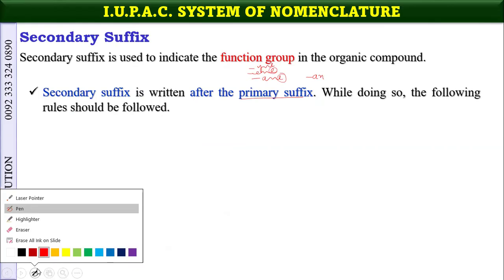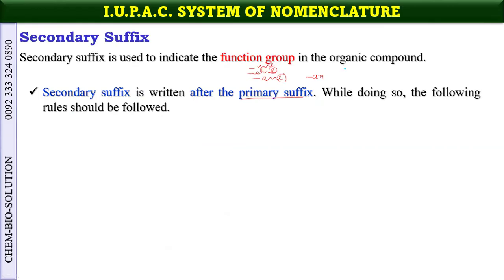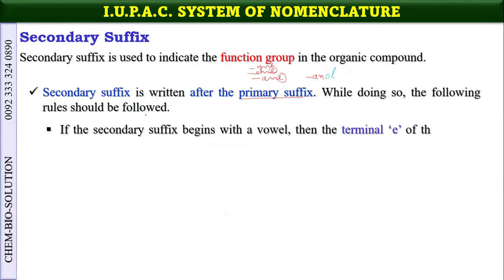And suppose if it is alcohol, then there would be an -ol, ethanol. So there would be some more examples I will show. The secondary suffix is used to indicate the functional group in the organic compound, and the secondary suffix is written after the primary suffix. While doing so, the following rules should be followed.